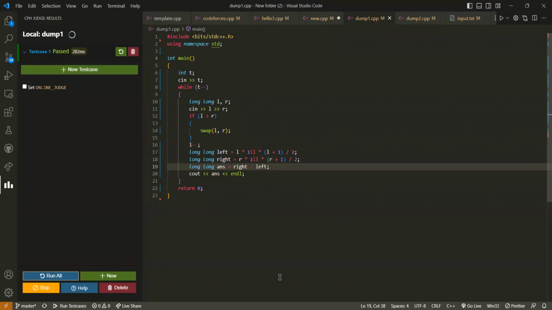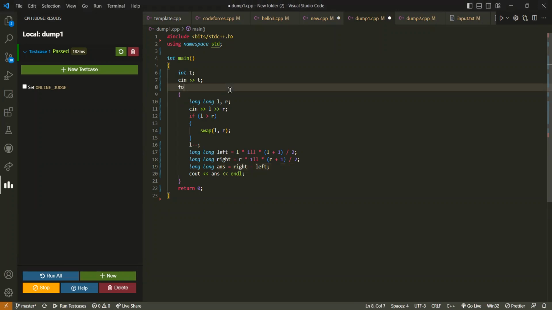So we will move to the next problem. Sir, can you explain that while loop t minus minus? This thing is for test cases. You can use a for loop here also. You can use it like this: i equals to 0, i less than t, i plus plus. You can do this like this also. Okay.